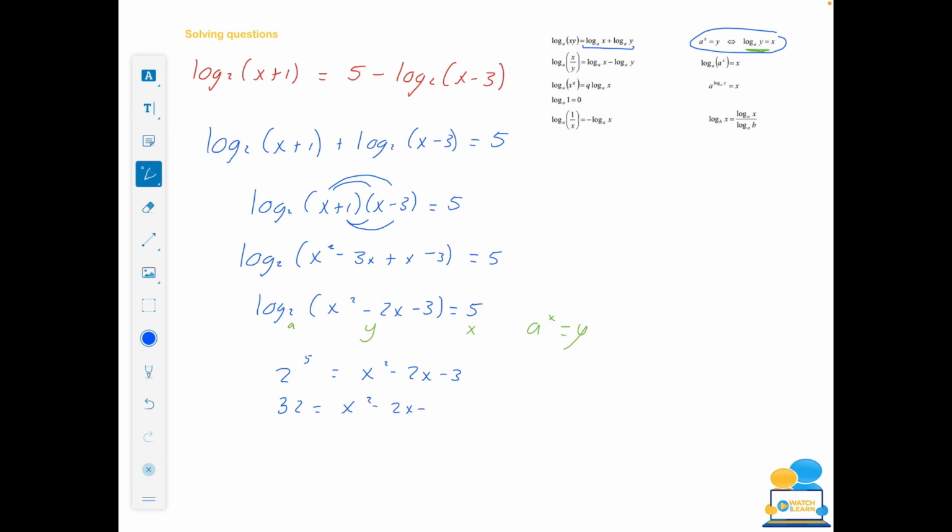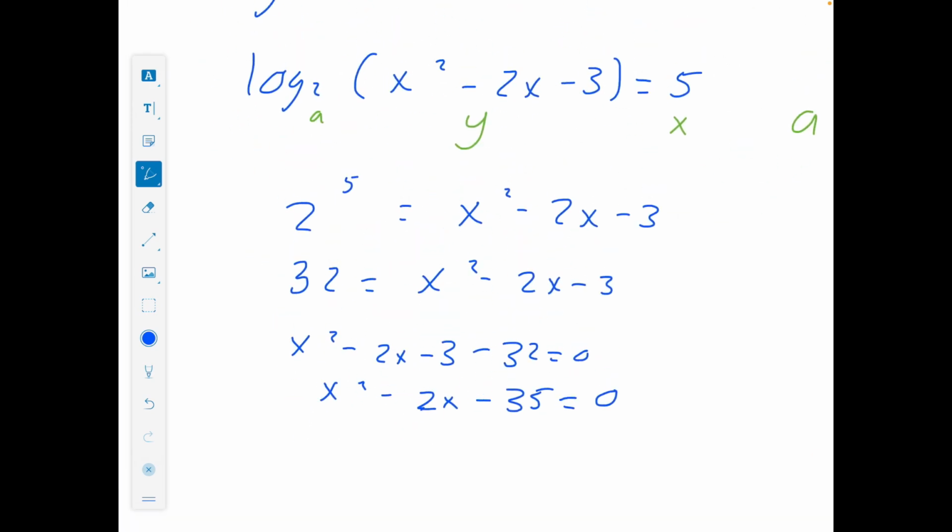Now 2 to the power of 5 is 32. So 32 is equal to x squared minus 2x minus 3. Now this is looking like a quadratic, so I'll bring everything to the one side. So it'll be x squared minus 2x minus 3 minus 32 is equal to 0. So x squared minus 2x minus 35 is equal to 0.